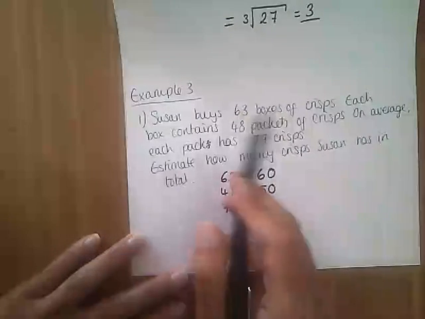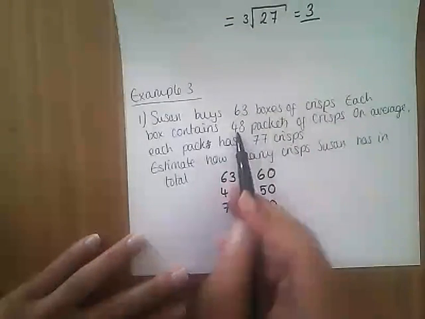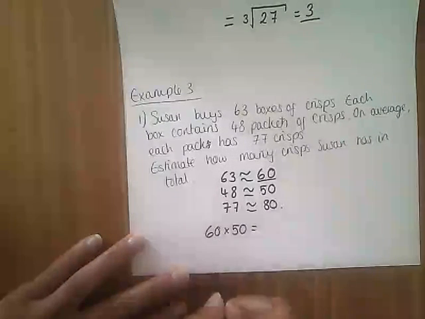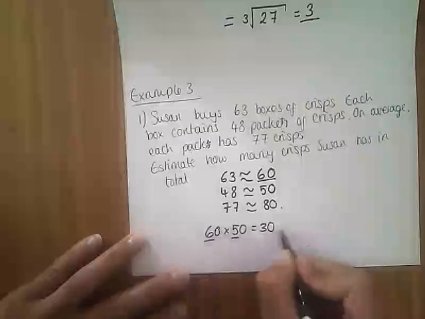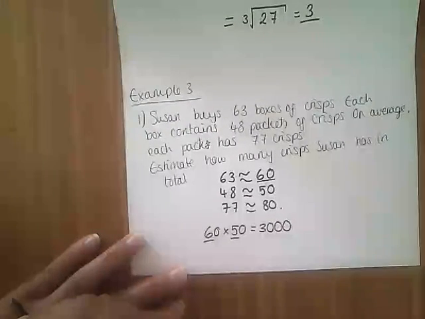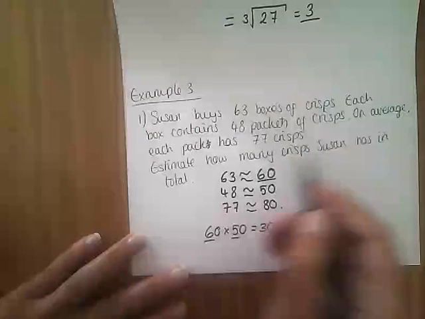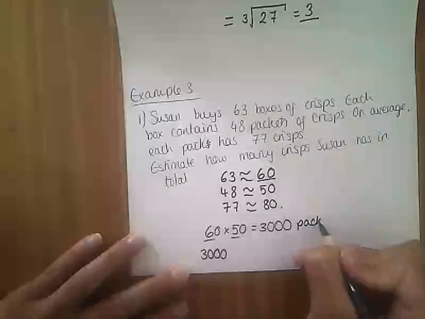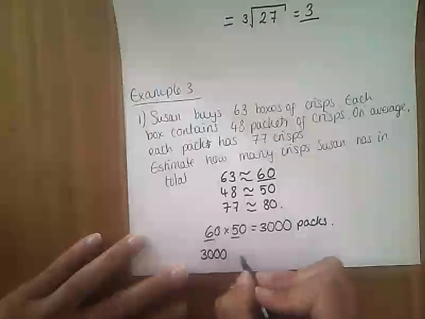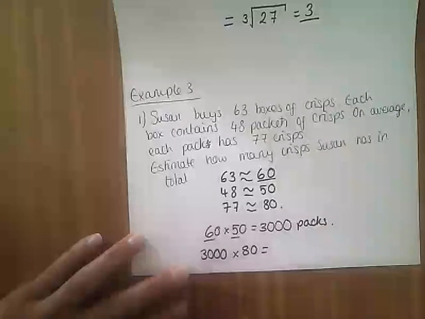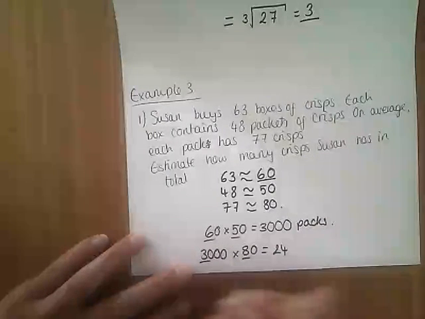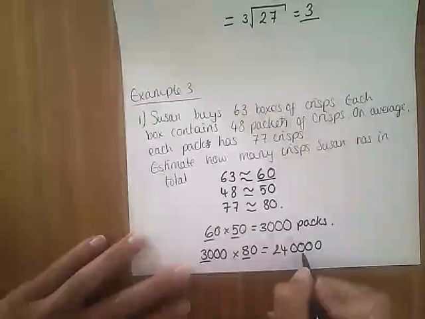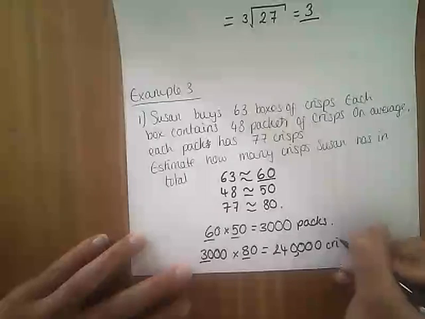She has 63 boxes of crisps and each box contains 48 packets. So we're going to do 60 times 50. 6 times 5 is 30, add 1, 2 zeros. So far she's got 3,000. And then each pack contains 77 crisps. So this is how many packs we have. Okay, and then we're going to times that by 80 to work out how many crisps she has. So 3 times 8 is 24, add 1, 2, 3, 4 zeros. Okay, so that is 240,000 crisps.